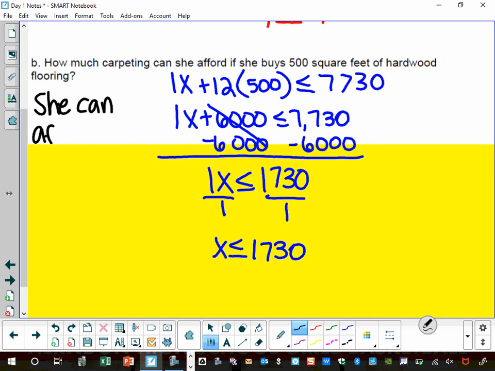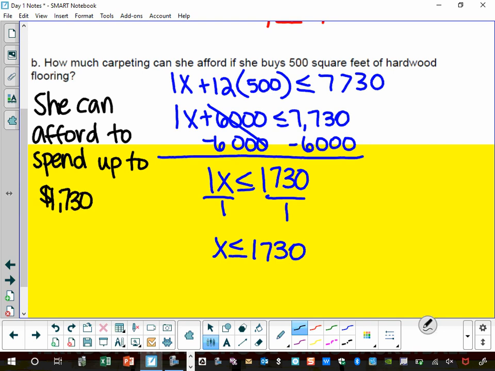So off to the side where it says how much carpeting can she afford, write this sentence down: she can afford to spend up to $1,730 on carpet.